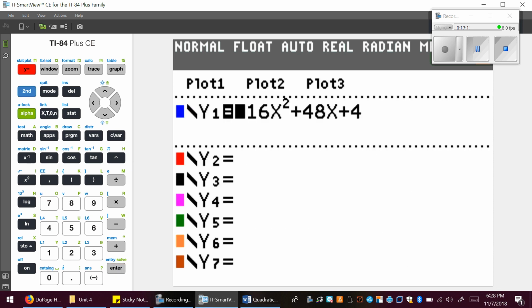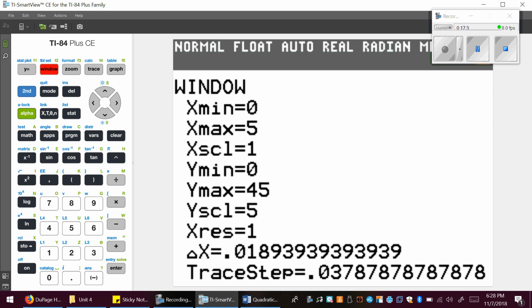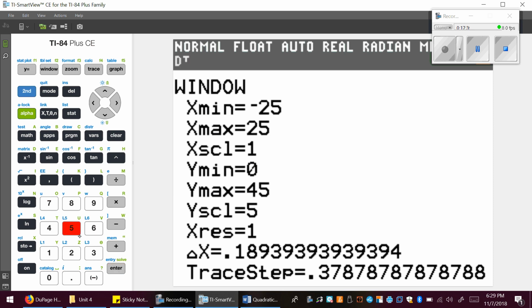If I go to my y equals and type the equation in, I have negative 0.000013x squared plus 0.042x minus 21. To set my window, I know the y-intercept is negative 21, so I'm going to go down to about negative 25. I don't know the maximum, so let's go positive 25, guessing. I can change it later if I need to.